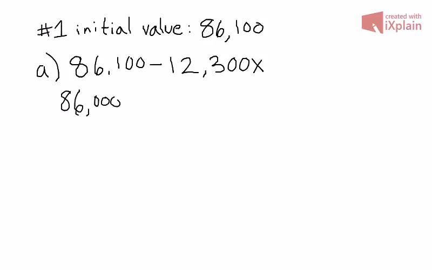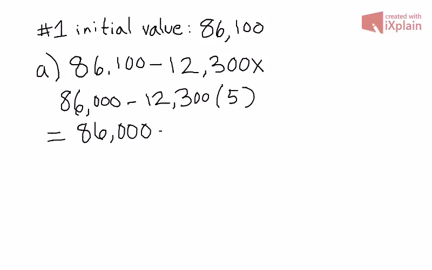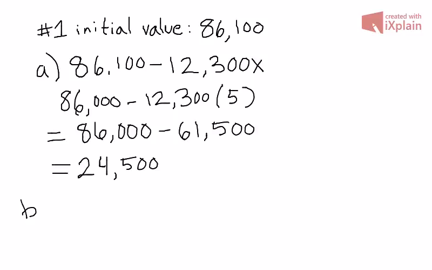Okay, and now the A says what's the car worth in 5 years, so we just plug 5 in for x, and then we'll see what it's worth after 5 years has passed. Okay, so I'm just kind of running through and multiplying that 5 times the 12,300. Then we'll go ahead and subtract here. And so after 5 years, the car is now only worth 24,500.